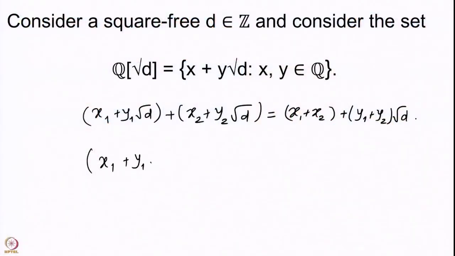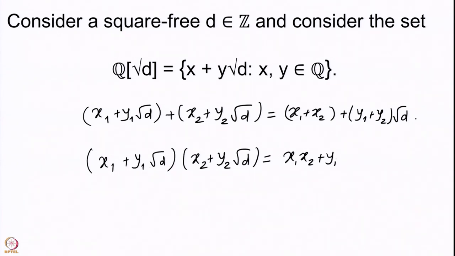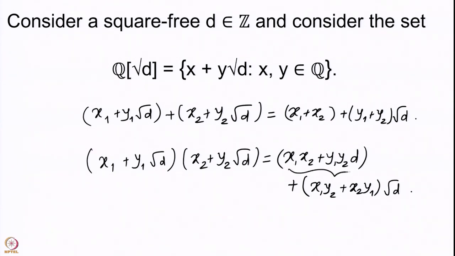You also have the multiplication defined on it. We can write x1 plus y1 root d into x2 plus y2 root d as x1 x2 plus y1 y2 d, plus, now the coefficient for root d, that is x1 y2 plus x2 y1 root d. Because xi are rationals, yi are rationals, we see that these two numbers are rationals. So, the set is closed under multiplication also. You have rational coefficients and you are taking the sum and product and you again have rational coefficients.